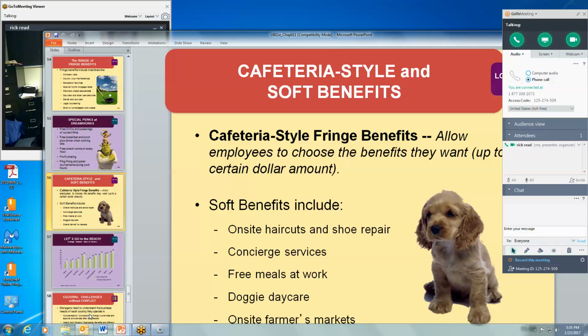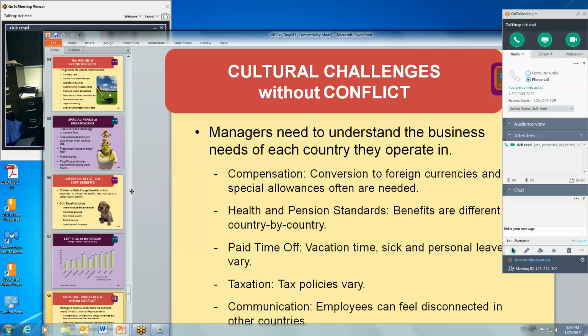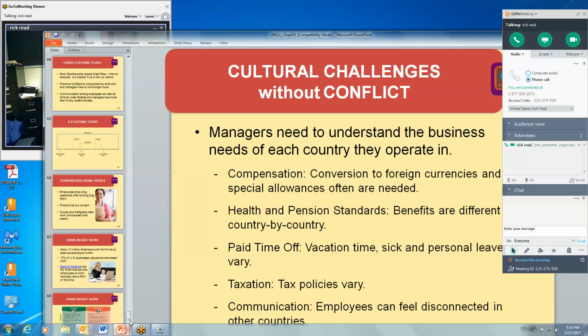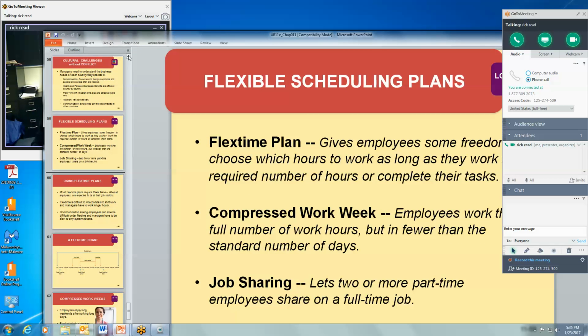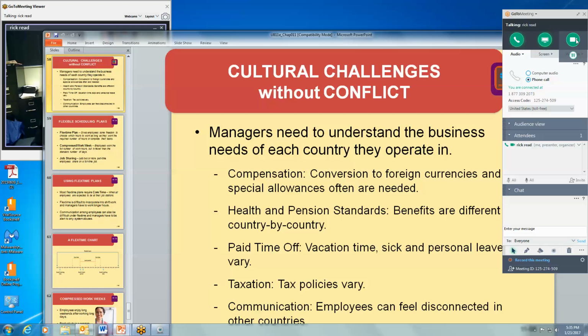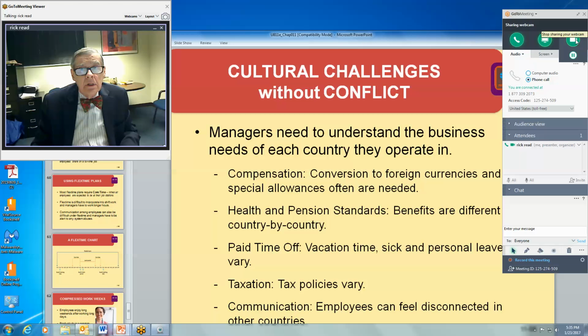There are cultural challenges, and we have to understand it. We talked a little bit about that before, and we need to understand what the difference in culture is, and we need to pay attention to that, because many of us, whether we know it or not, are going to be working in a global system.